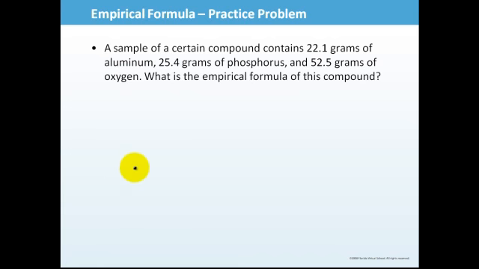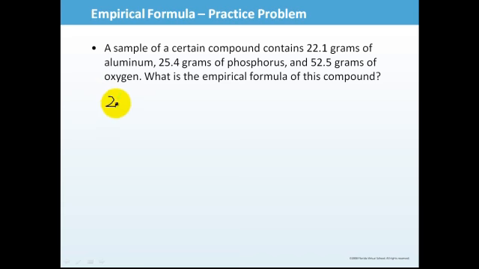So of course we need to do a practice problem so you can see what we're talking about here. We have a sample of a compound that contains 22.1 grams of aluminum, 25.4 grams of phosphorus, and 52.5 grams of oxygen. And we need to determine the empirical formula.